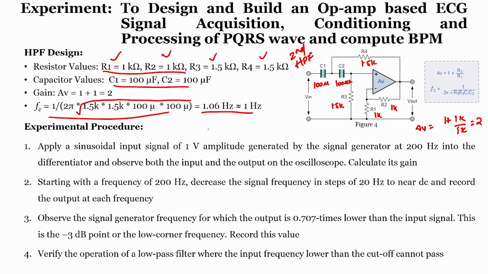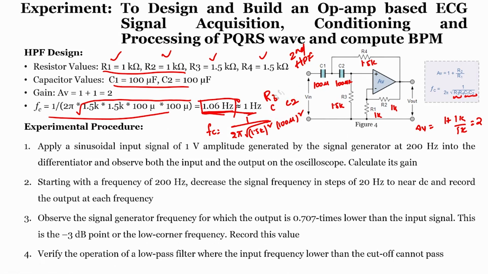So, when I calculate fc, it is 1 by 2 pi into root of 1.5 k square into 100 micro square, because R3 is equal to R4 in this case, as well as C1 is equal to C2. So, C1 C2 I can write as C1 square, R3 R4 I can write as R3 square. When we calculate, the value we got is 1.06 hertz, which is approximately 1 hertz.